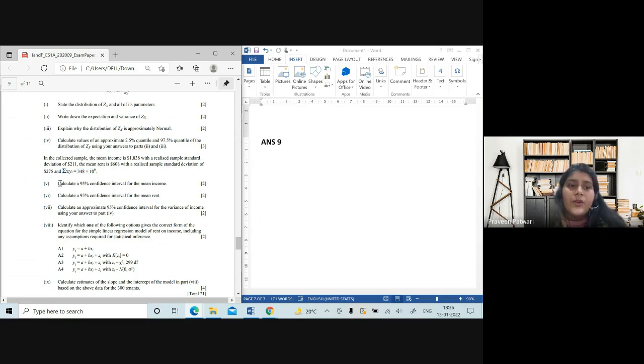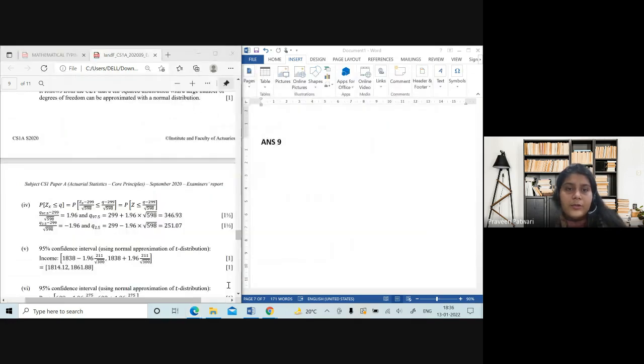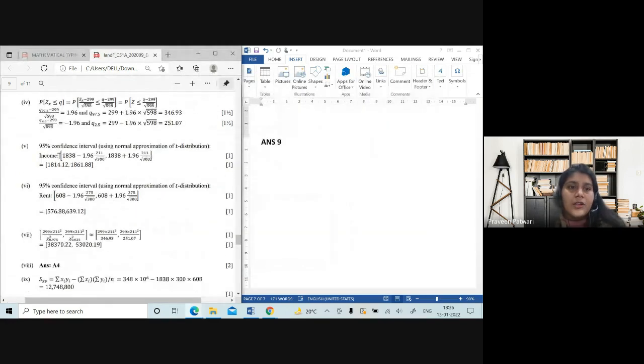Okay, so the 95% confidence interval for both the parts will be very similar. You just have to show the calculation. Now the confidence interval calculation you can show inside the brackets, or you can show it as upper limit and lower limit, but make sure that your final answer should always be inside the brackets.